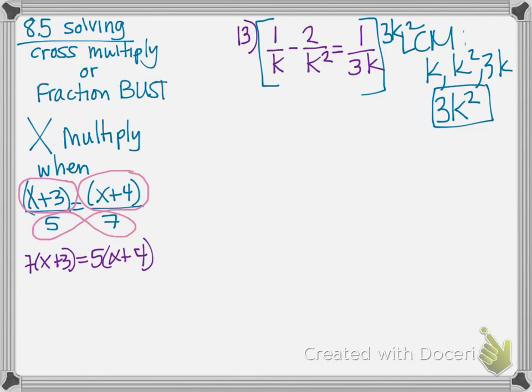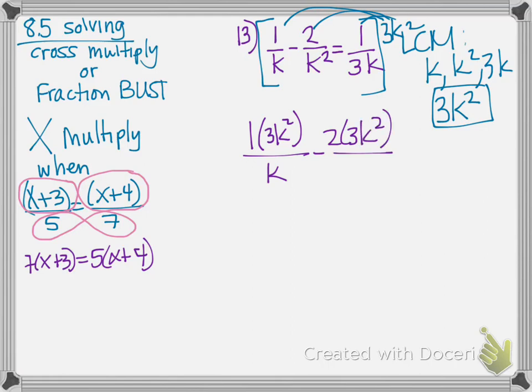Alright, so I'm going to distribute that to everything. And I get 1 times 3k squared over k minus 2 times 3k squared over k squared equals 1 times 3k squared over 3k. Okay, and now you're going to go through and reduce all these fractions, and what you want to happen is all the fractions to go away. So if you choose the right LCM, then you're good to go.